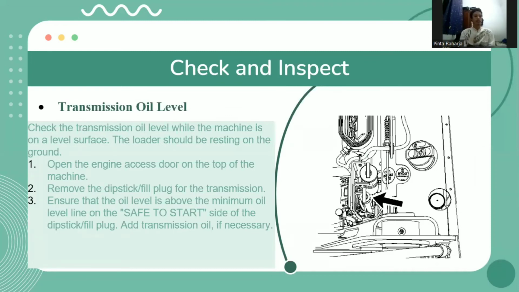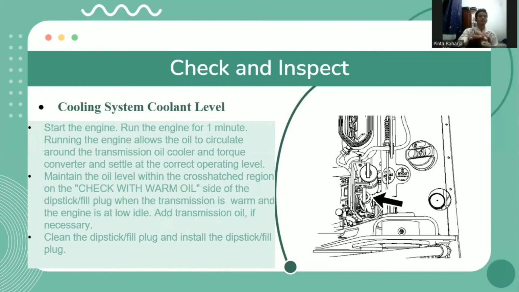Open the engine access door on the top of the machine. Remove the dipstick or fill plug for the transmission. Ensure that the oil level is above the minimum oil level line on the safe to start side of the dipstick or fill plug. Add transmission oil if necessary.